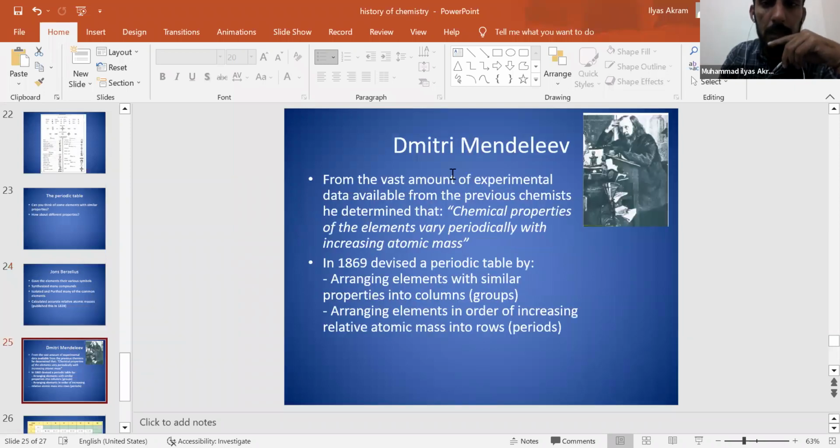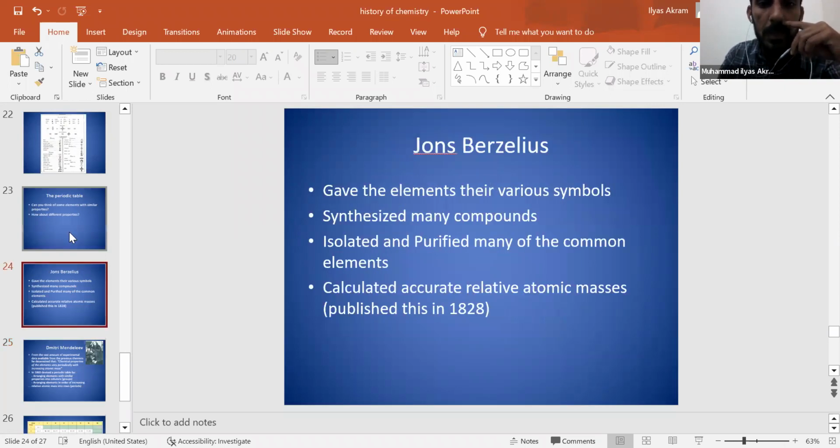Then came Dmitri Mendeleev, who created the most stable form of the periodic table from the vast amount of experimental data available from previous chemists. He determined that the chemical properties of the elements vary periodically with increasing atomic mass. So Mendeleev was the scientist who made a periodic table on the basis of the chemical properties of elements, while the previous scientists were basically making the periodic table on the basis of their atomic masses, that is, relative atomic masses.